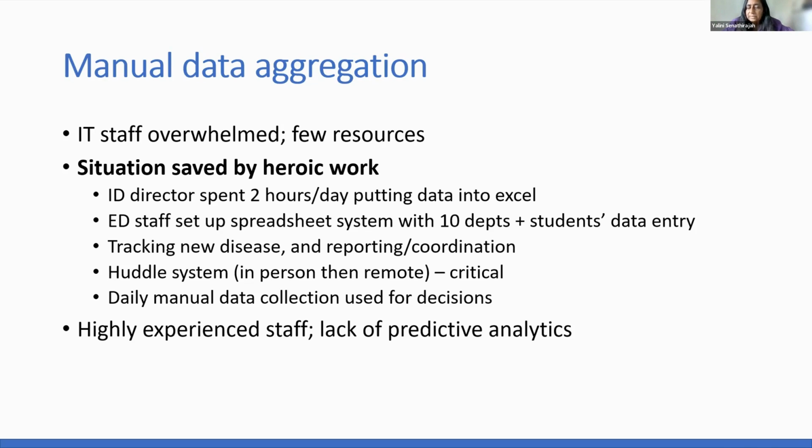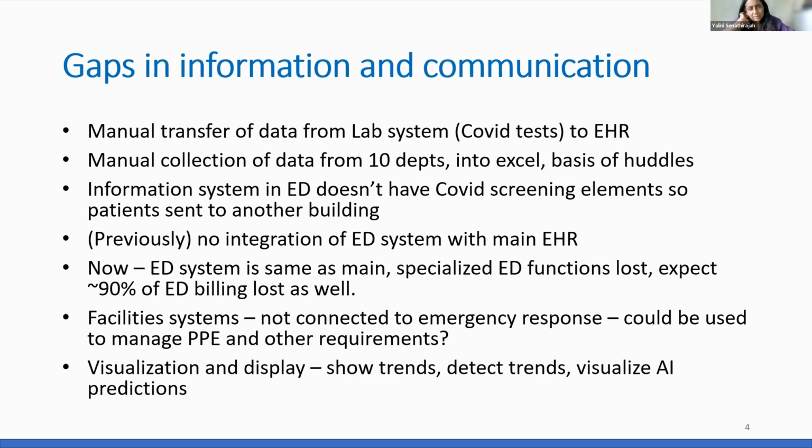So there's very highly experienced staff, but there was a lack of predictive analytics, nothing like what the other hospital, Columbia Presbyterian, had. And therefore, there were many gaps in communication. For example, unlike many hospitals, the lab system was not connected to the electronic health record, so a runner had to manually run the results between floors, for example. And if that runner was out, that could mean up to 12-hour delays.